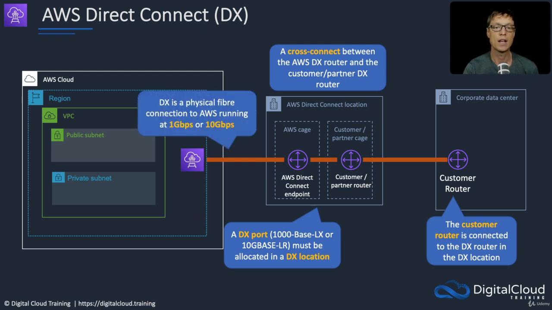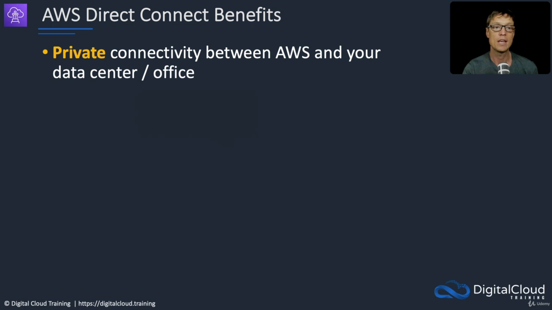The actual DX connection is a physical fiber connection to AWS, and it runs at either 1 gigabit per second or 10 gigabits per second. Now you can get lower numbers than that, so you can get smaller bandwidth, and we'll talk about that in a moment. So what are the key benefits?